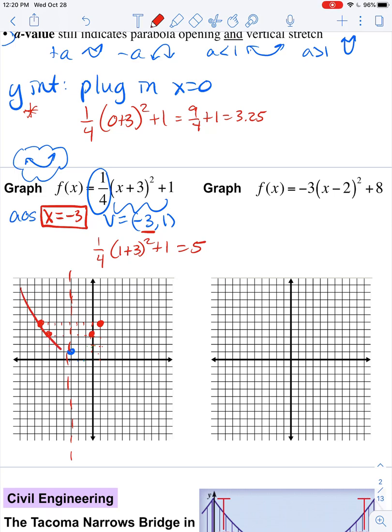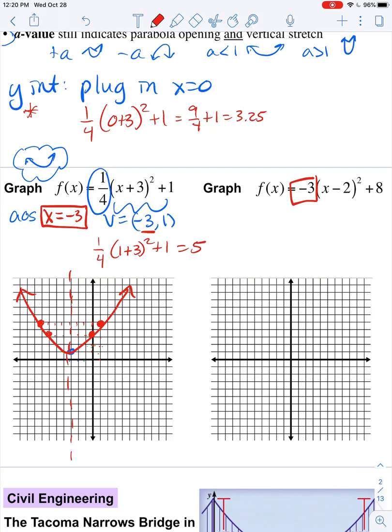So then I can draw my parabola in based on what I'm seeing. It is a little wider than the normal one, and it's opening up, so I can feel good about that. How about this one? What do I know about it based on my A value?